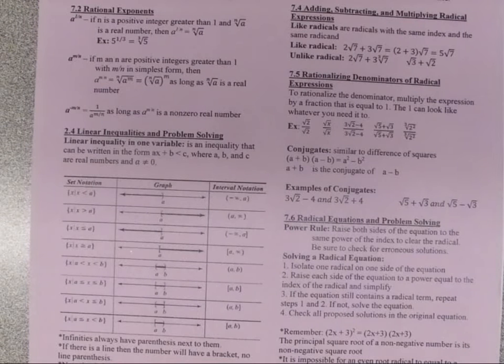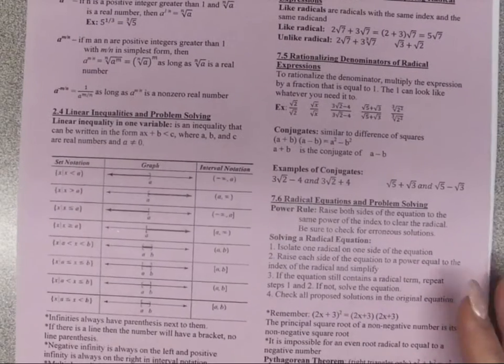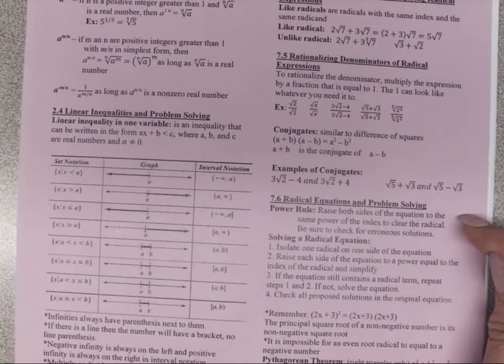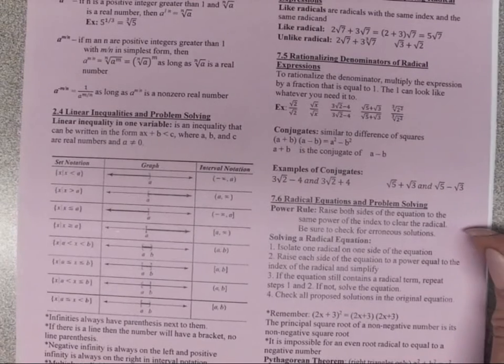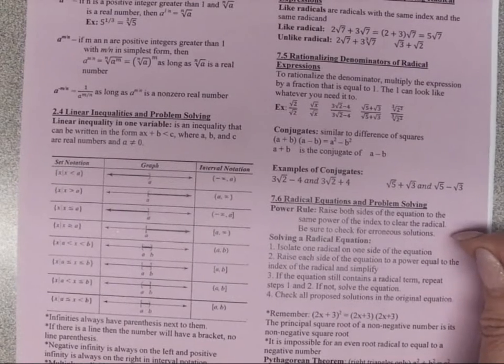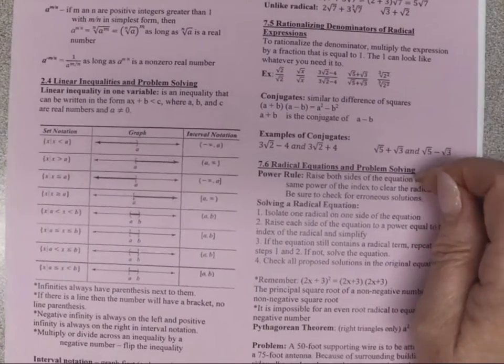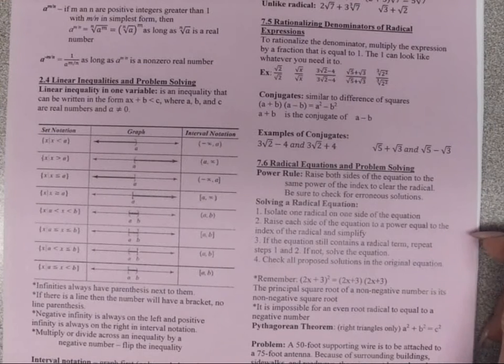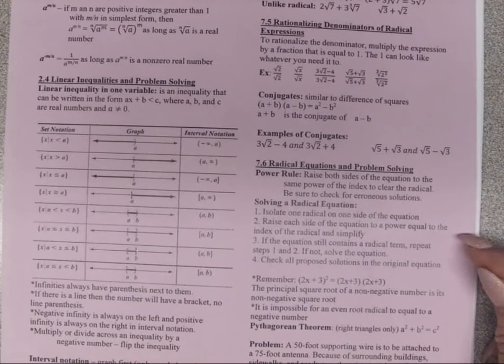We are going to solve radical equations, and there is the power rule where, when you raise both sides of the equation to the same power of the index to clear the radical, you have to make sure you check for erroneous solutions. And then if you're solving a radical equation, you want to isolate one radical on one side of the equation, raise each side of the equation to a power equal to the index of the radical, and simplify.